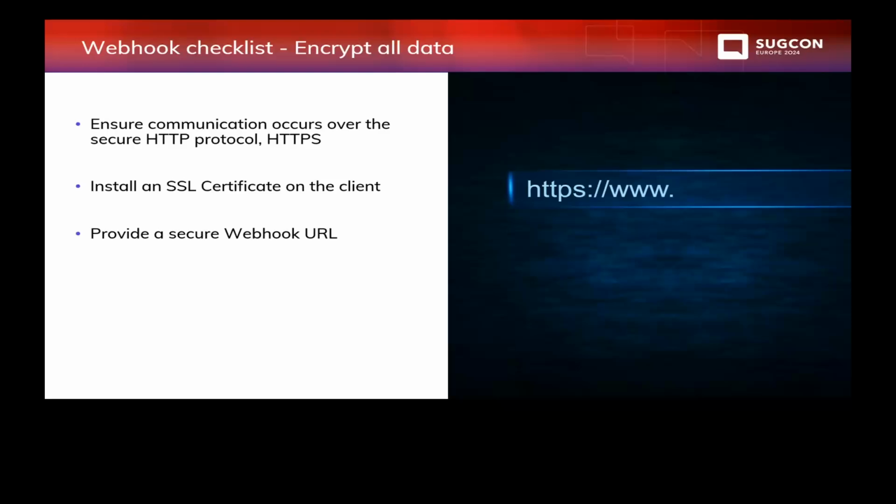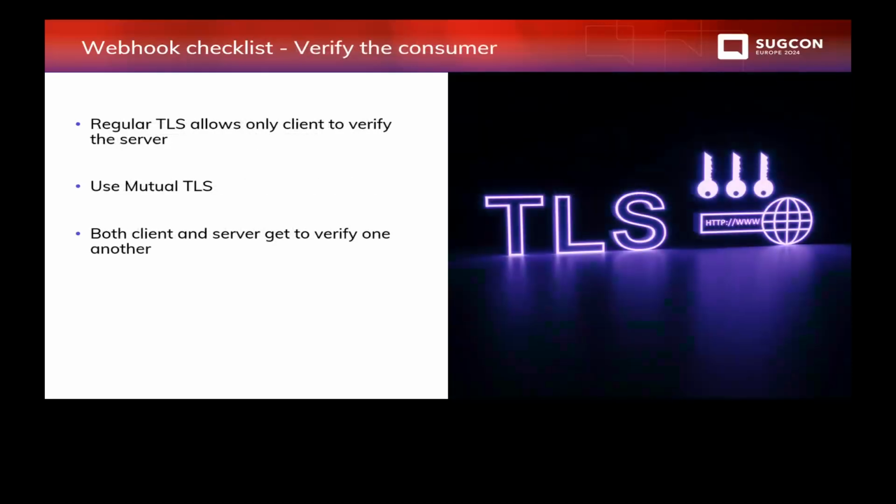Basically, how we can do it is by installing an SSL certificate on the client, to ensure that the communication between the webhook and the client is over HTTPS. In this way, we can't prevent the visibility, but we can at least prevent the readability of the data. Provide a secure webhook URL if possible. Nowadays, normally, it is a secure URL.